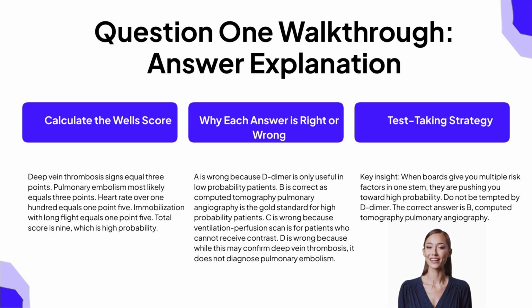Answer A, D-dimer, is wrong because you only use D-dimer in low probability patients. Answer B, computed tomography pulmonary angiography, is correct because this is the gold standard for high probability patients. Answer C, ventilation perfusion scan, is reserved for patients who cannot receive contrast. Answer D, lower extremity Doppler, may confirm deep vein thrombosis but does not diagnose pulmonary embolism directly. The key insight is that when boards stack multiple risk factors, they want you to go straight to imaging.